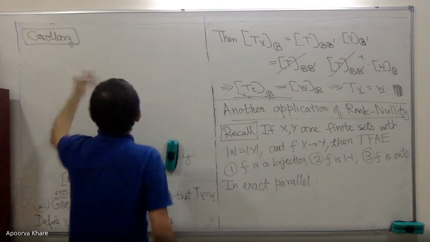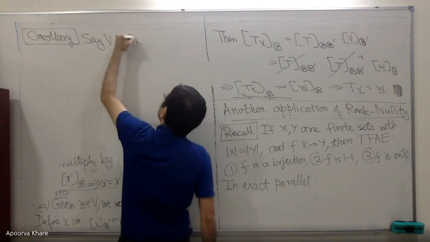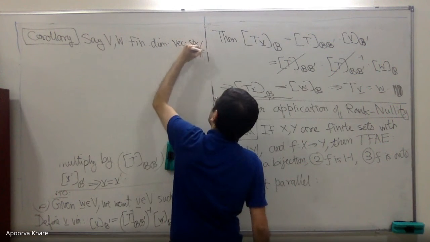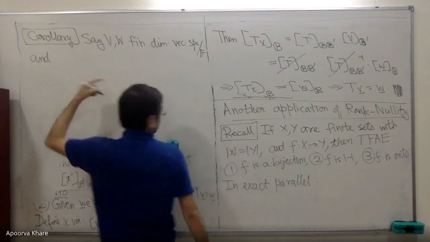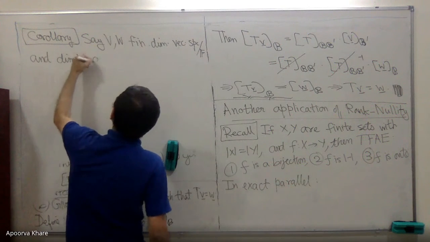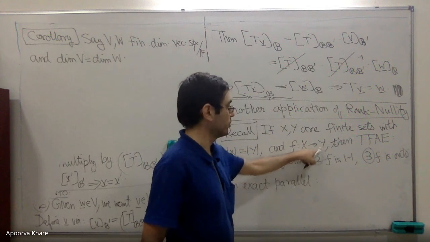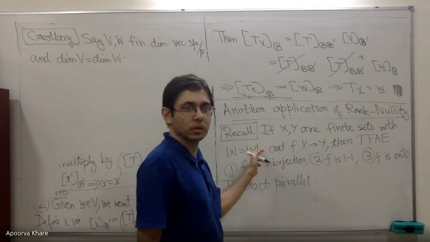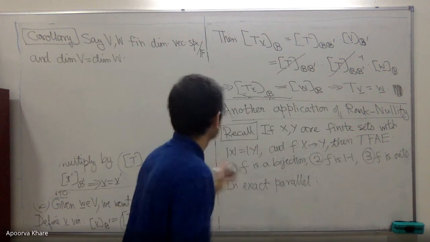So given V and W finite dimensional vector spaces over a field F, and the dimensions are equal. That is the point about these sizes being equal. Now, instead of saying it's a map between bases, you can think of X and Y as the set of bases of V and W, so that the size of a basis being equal means the dimensions of the vector spaces are equal. And then you have a map taking some basis to some basis. But let's not do that.